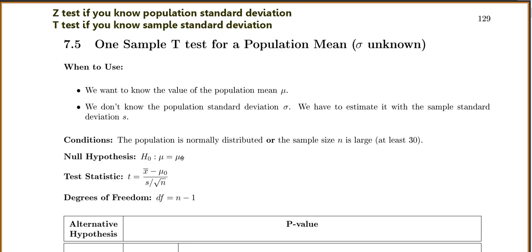Our null hypothesis will always be that our mean is equal to some number. And our test statistic is very similar to our z-test: we're going to do x bar minus our hypothesized mean over our sample standard deviation s over square root of n. Now, if you remember from before, t distributions, when we did our confidence intervals, have degrees of freedom, and the degrees of freedom are still n minus 1.